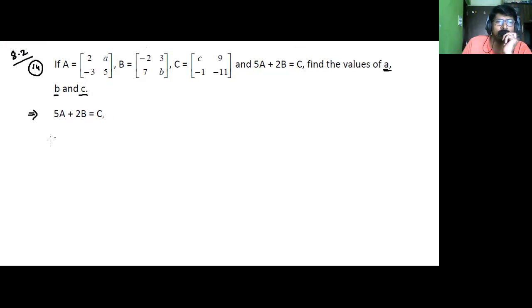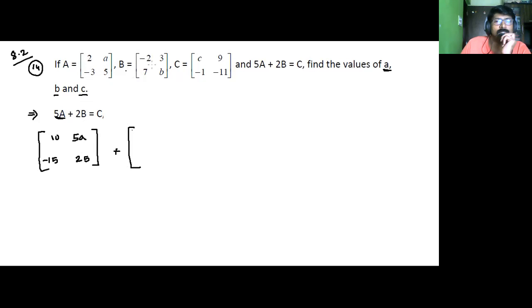5 into A, that will become 10. 5 into A, 5A. 5 into minus 3, minus 15. 5 into 5, 25. That's the first matrix, isn't it? You understood why I have done this 5 into A? Because it was given over here in the condition. Plus 2B. Now, what am I going to do?